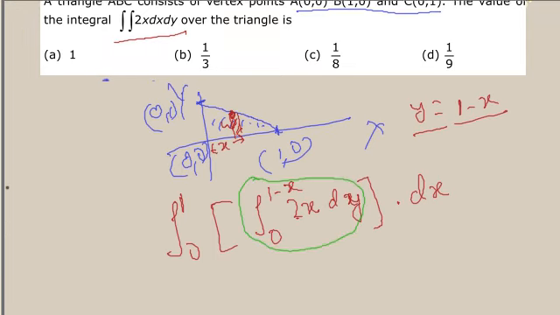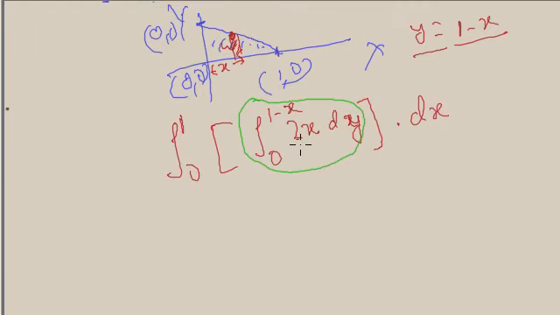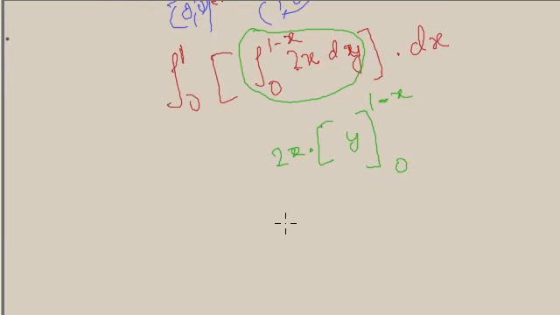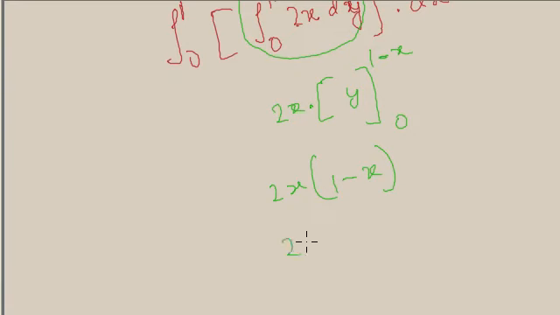For this particular portion, you are required to treat x as constant. Twice x you can treat as constant, and the integration of 1 is y, and you put 1 minus x first in place of y and then 0. So the answer will be twice x into 1 minus x minus 0, that means twice x minus twice x square.